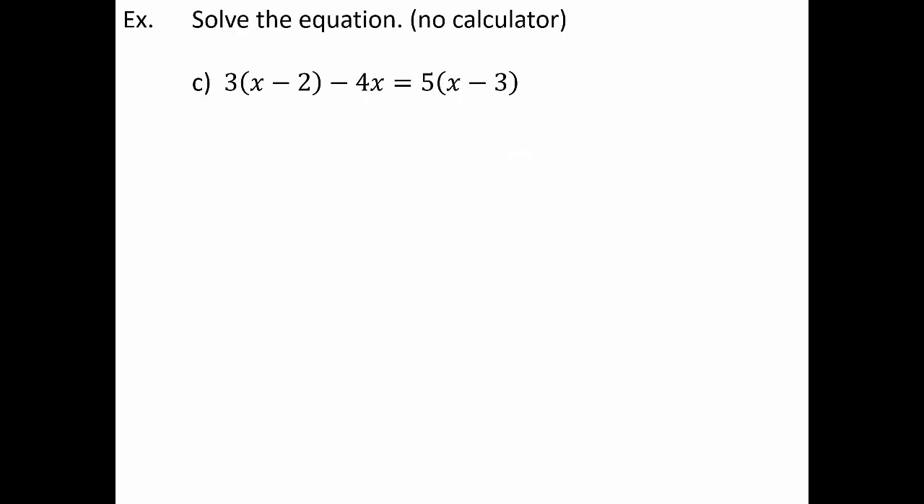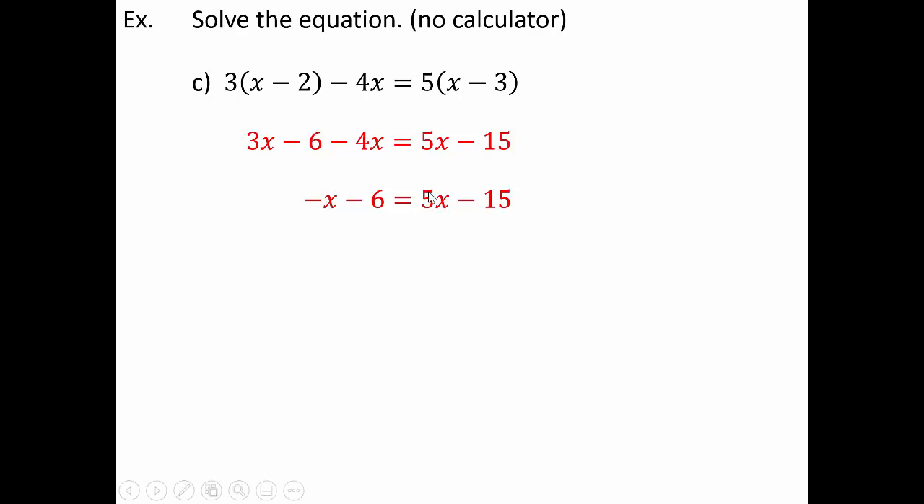All right, so let's start with the distribution. Distributing the 3 and the 5 is going to give me this statement, 3x minus 6 minus 4x equals 5x minus 15. On the left side, I'm going to go ahead and combine like terms, 3x minus 4x to give me negative x. And then we can start moving terms back and forth.